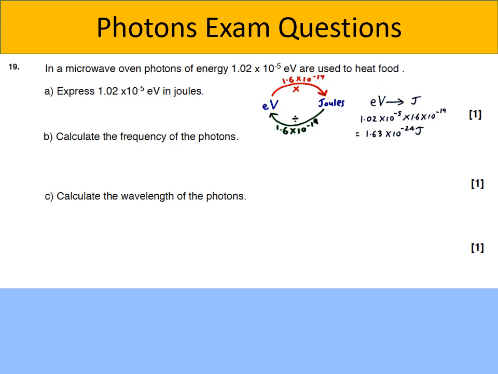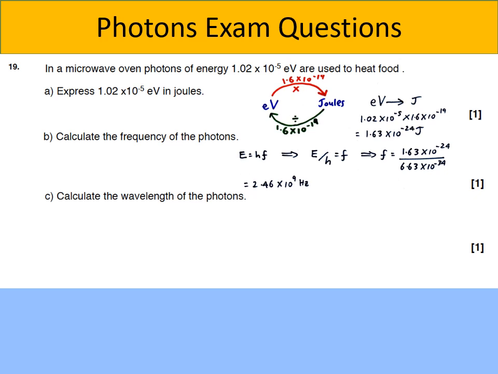Part B, calculate the frequency of the photons. We are going to use our famous equation: energy of a photon is equal to hf. Rearranging to make frequency the subject, we have E divided by h equals the frequency. So 1.63 times 10 to the power minus 24 divided by 6.63 times 10 to the power minus 34 gives us 2.46 times 10 to the power 9 hertz.